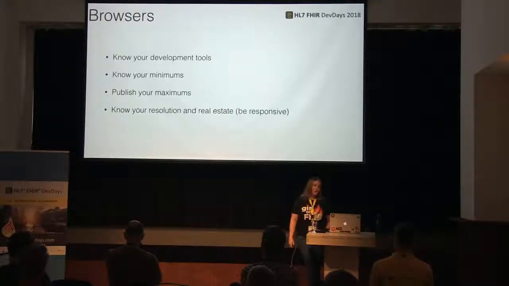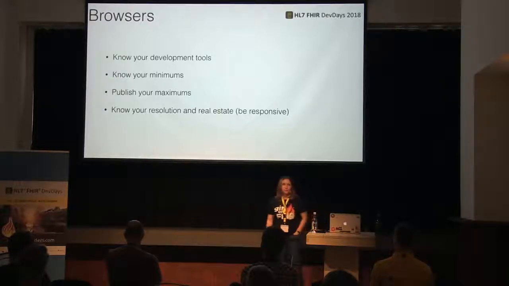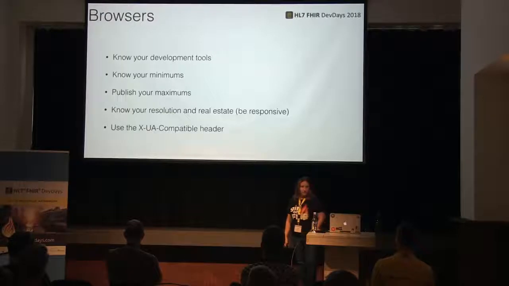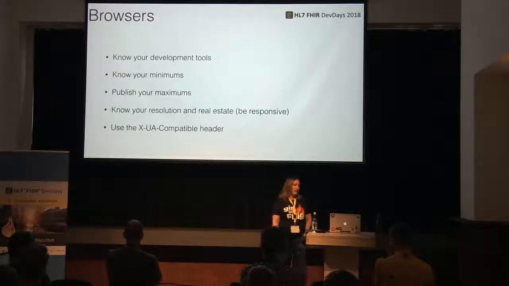And then know your resolution and real estate, and most specifically, be responsive. We do have our resolution and real estate published, but it's good to be a responsive app. That way you don't have to worry quite as much about all the very specific things. So don't hard code pixels and things like that in there. And then especially for IE, because it likes to be in compatibility mode, the X-UA-Compatible header is something that you have to set on every single page to keep IE from going down to compatibility mode and IE 9 sometimes.